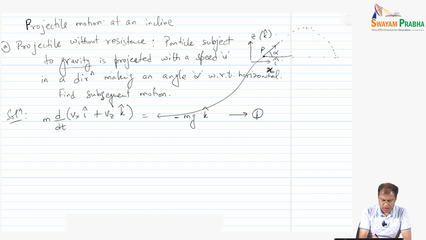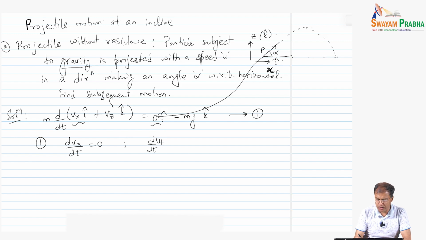So if we compare each of the components in 1, we see that there is no i component here. So we have that dvx/dt is 0, and then from the k component we see that d/dt of vz, the z component of the velocity, is equal to minus g. Okay. Now we can quickly integrate and use some of our initial conditions.